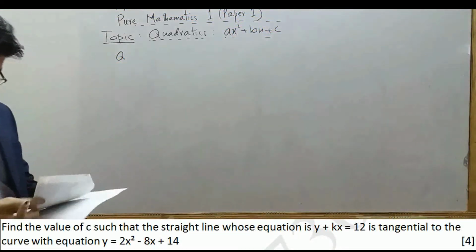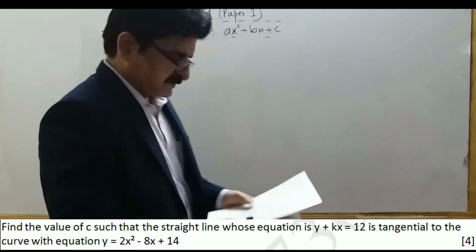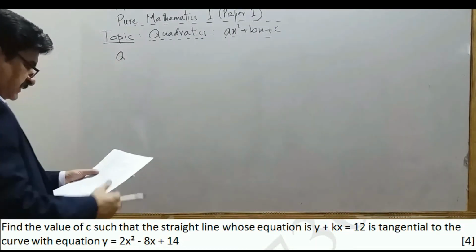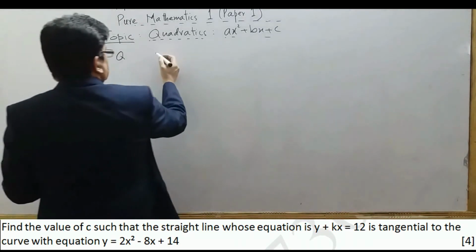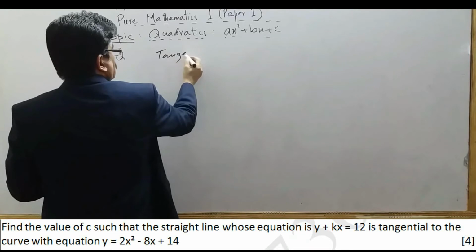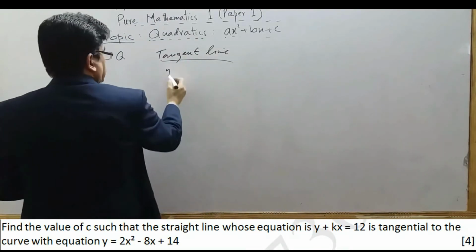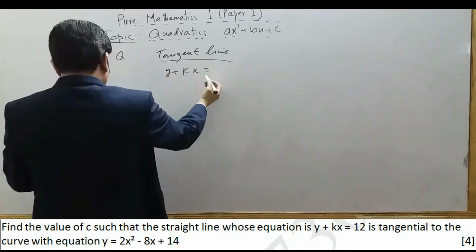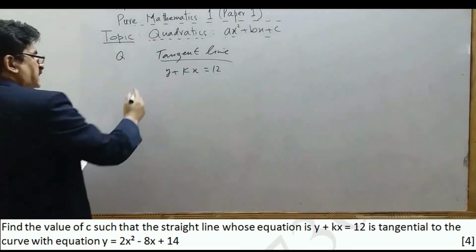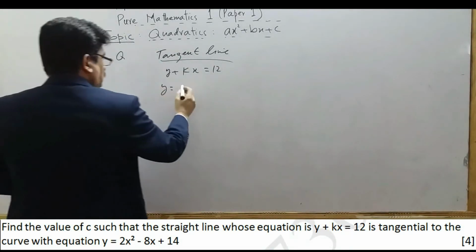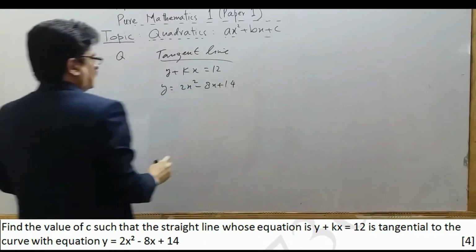Now we have the next question to apply these concepts we have studied. Read the question carefully. The question is: find the values of k such that the tangent line whose equation is y plus kx equal to 12 is tangent to the quadratic curve y equal to 2x square minus 8x plus 14.